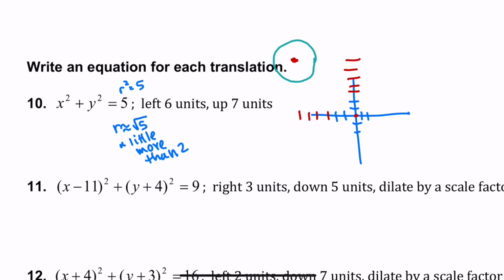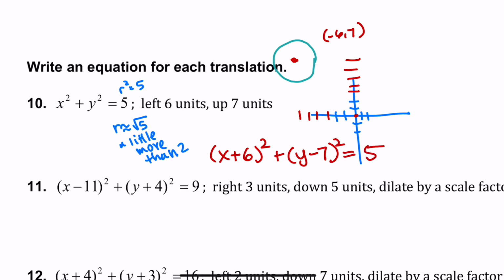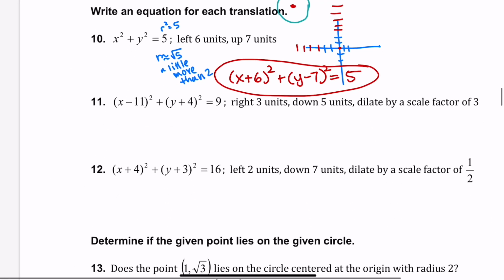The new center is at -6, +7. And so we're going to have x +6 squared. Remember, it does the opposite of what you think it's going to do. And then the +7 is going to become a -7 in the y value direction. Now our radius has not changed. It's still going to be the square root of 5. So if we square that, that would be a +5. And this will be our equation for that circle.